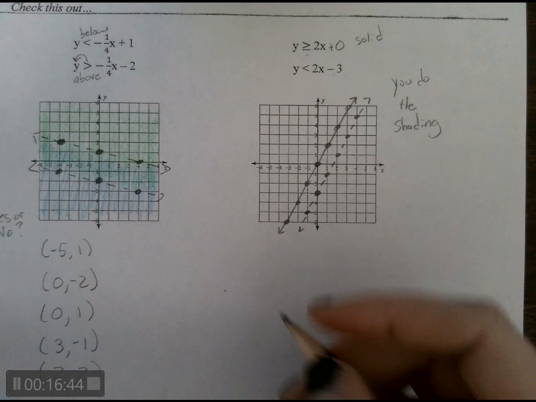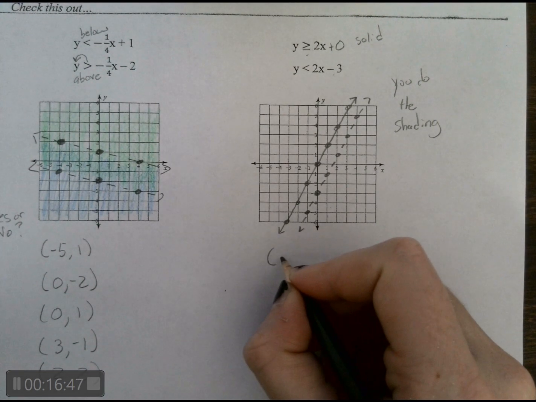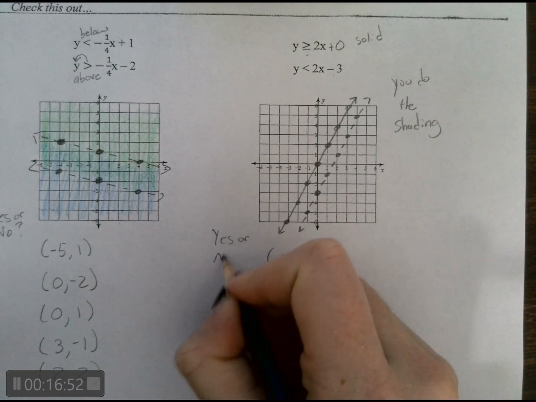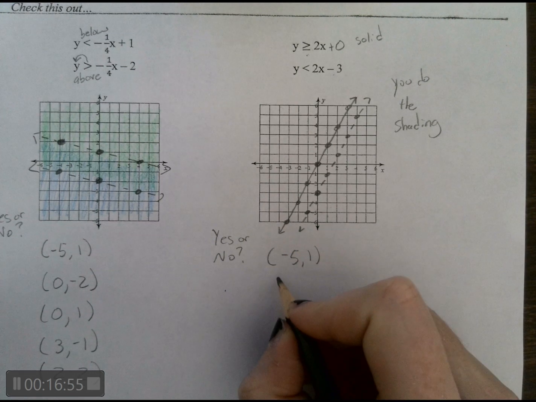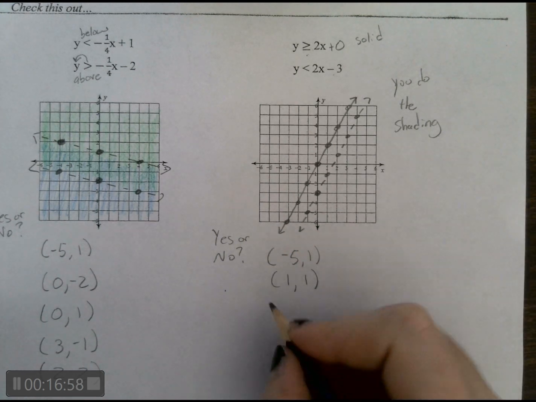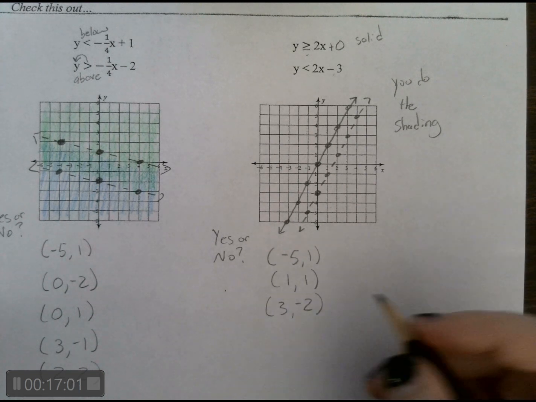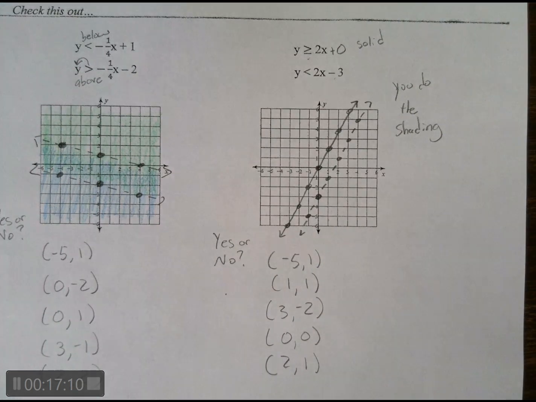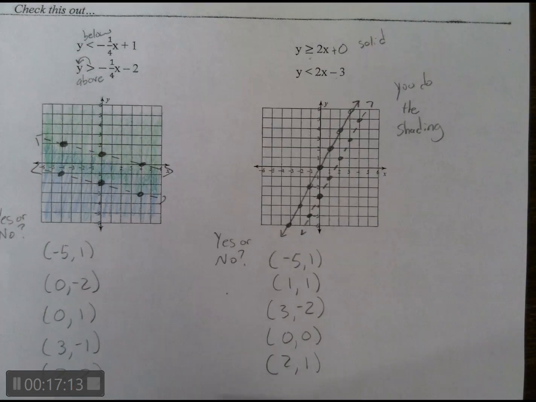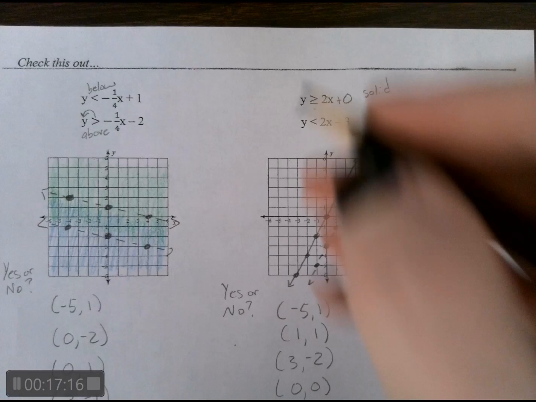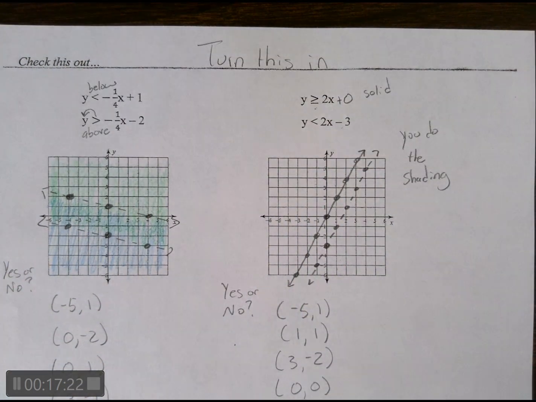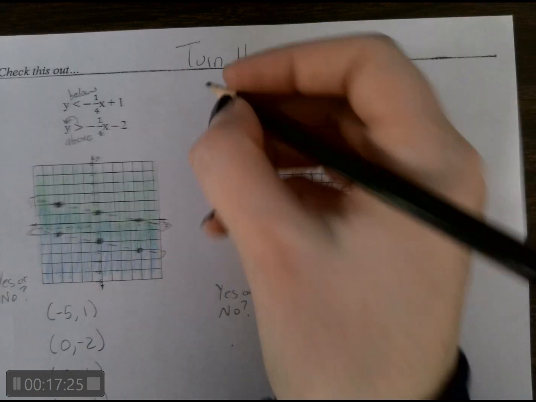And then I want you to tell me if -5, 1 is a solution, if 1, 1 is a solution, if 3, -2 is a solution, if 0, 0 is a solution, and if 2, 1 is a solution. Okay? So turn this in once you're done, okay? And then go on to Delta Math.